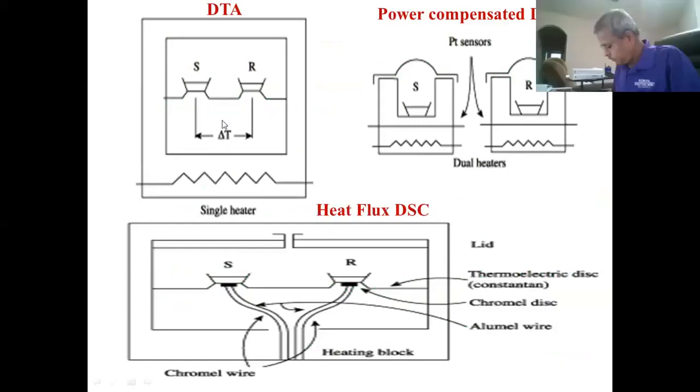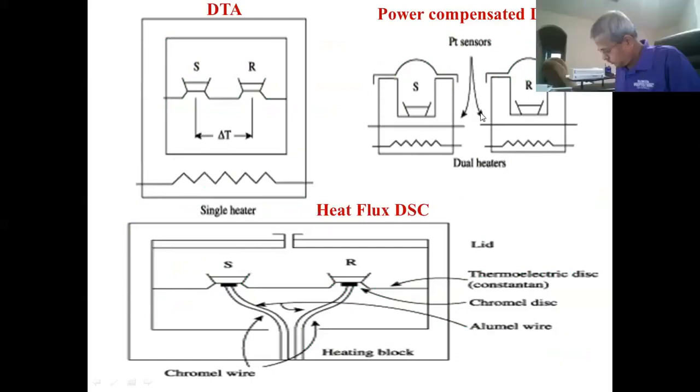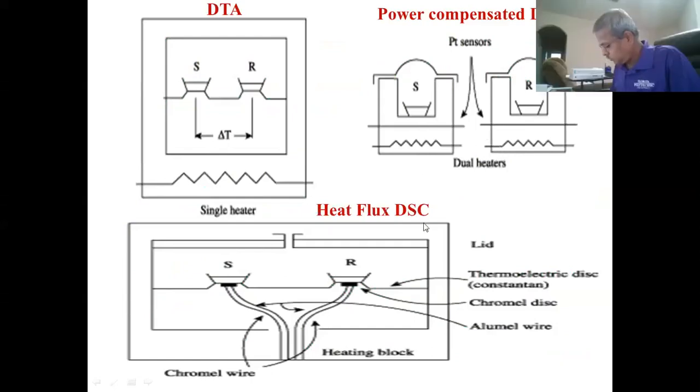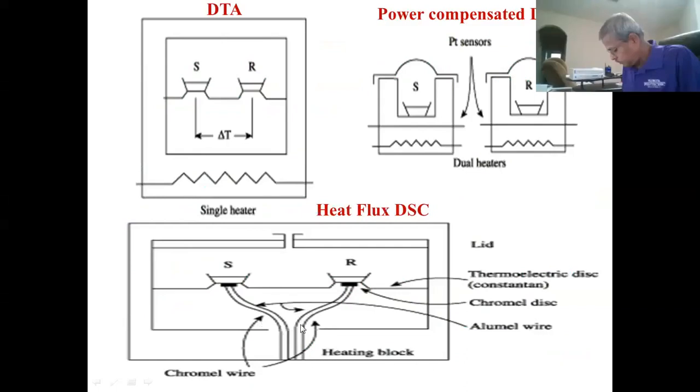In DTA, sample and reference are supplied heat from a single heater, whereas in the case of DSC or compensated DSC, they are supplied heat from separate heaters, and the difference of the currents or power between the two is measured. And in the case of heat flux DSC, heat is supplied to them separately from a single block, so the difference of the heat is measured.